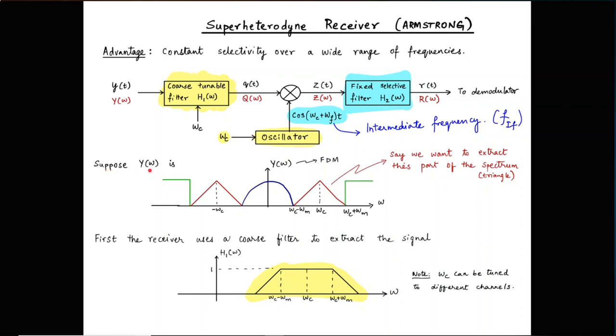Now let's suppose that Y of omega is this frequency division multiplexed signal. There are three signals here: one in blue, one in red, and the last one in green. The Fourier transform of that frequency division multiplexed signal, the thing that you receive, is shown over here. Now let us suppose that we are after this red piece. Out of these three signals, we want our superheterodyne receiver to extract the red part of this signal, which is the triangle.